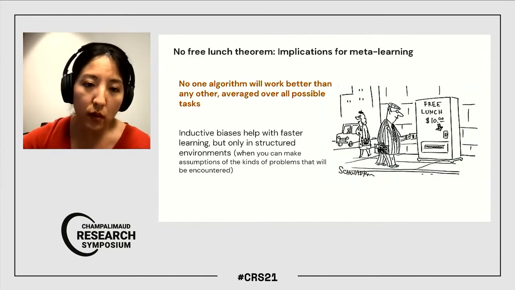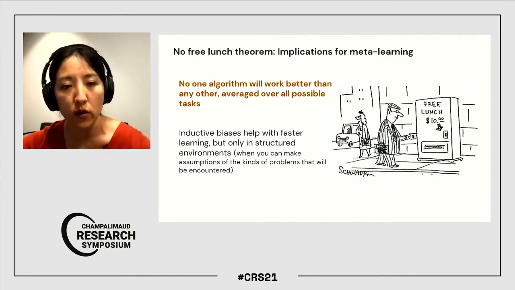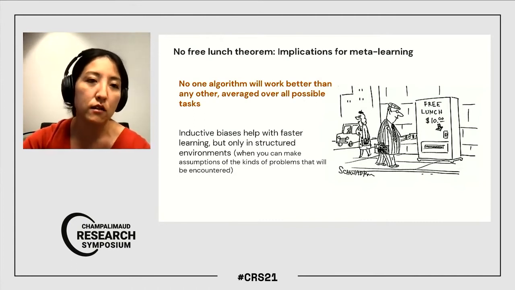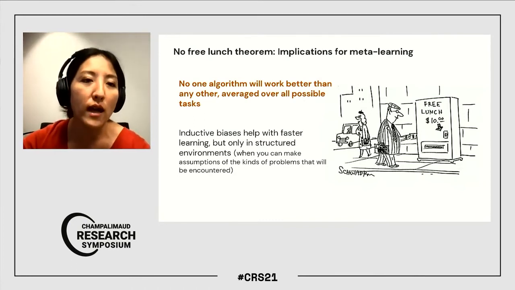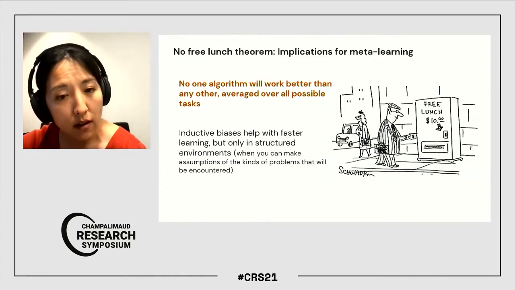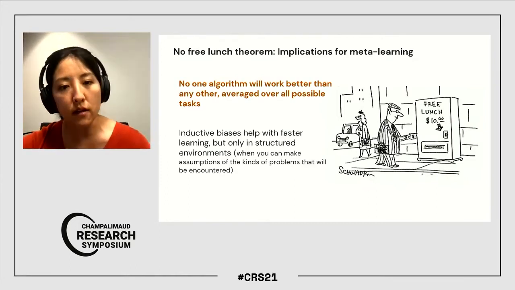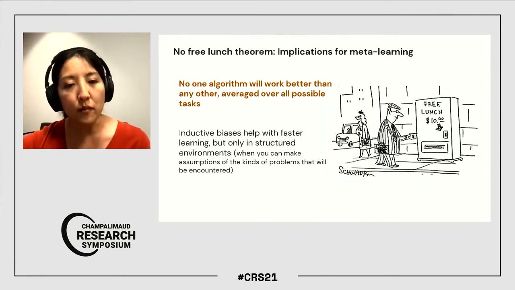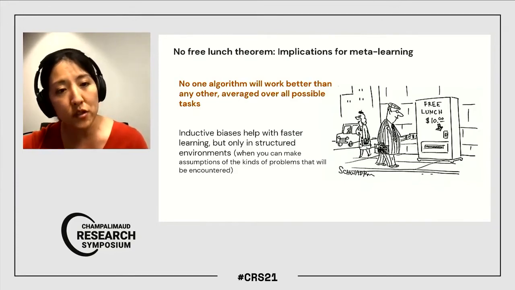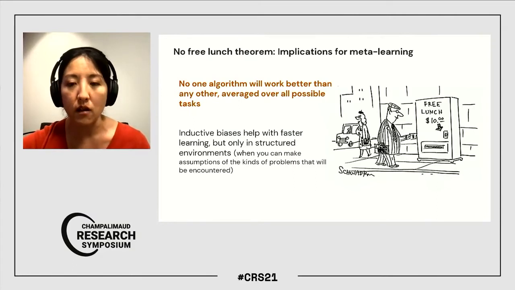And this relates to an important point I want to make about meta-learning, which has to do with the no free lunch theorem. No free lunch theorem, if you've heard of it, is the postulate that no one algorithm will work better than any other when you're averaging over all possible tasks. And the implication for meta-learning is that, whereas meta-learning stipulates that inductive biases can help with faster learning, it will only help if you have structure that is already in your task distribution or in your environments. So you can make assumptions about the kind of problems that you will encounter.